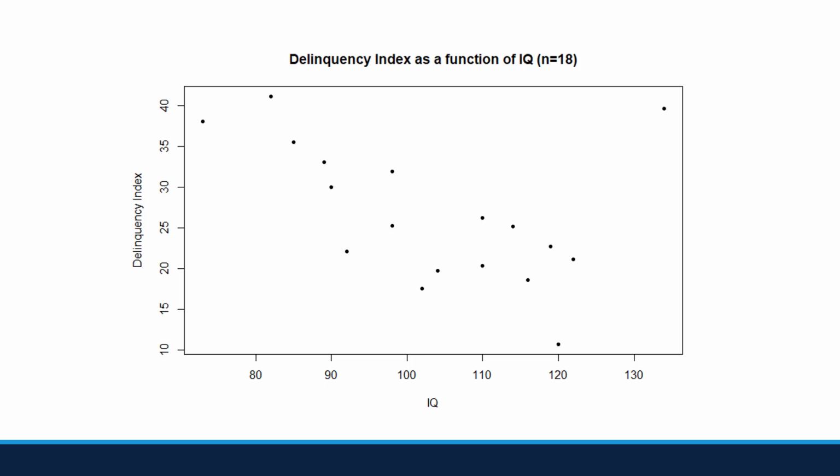Here we have the scatter plot. We can see that the scatter plot goes down and to the right. Therefore, there is a negative association between IQ and delinquency index. In other words, as IQ increases, the delinquency index decreases.